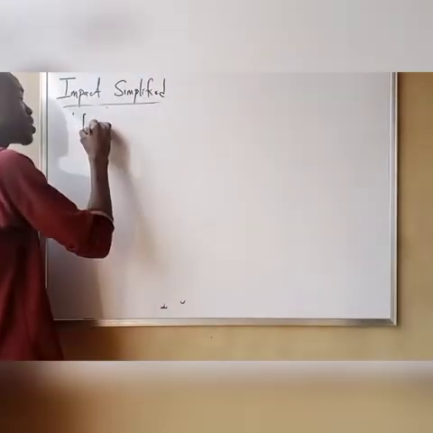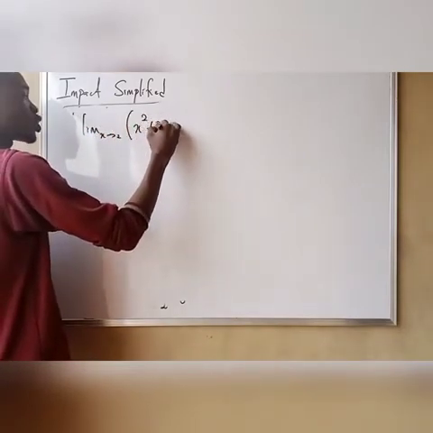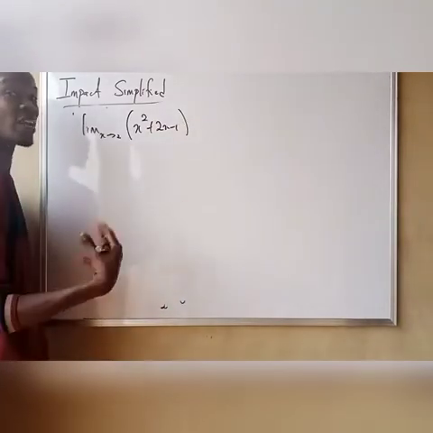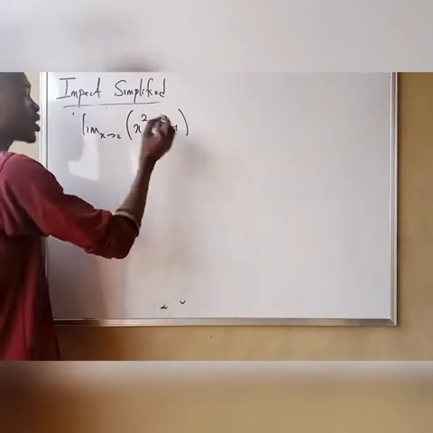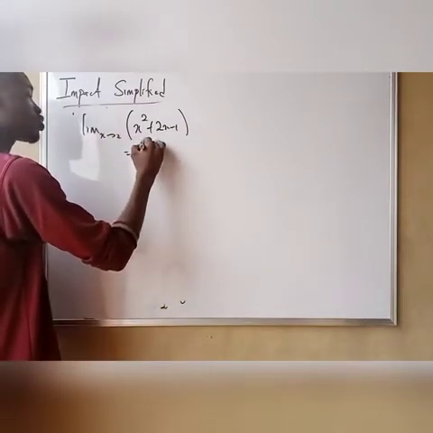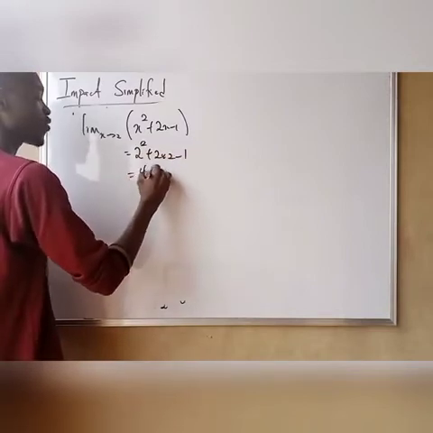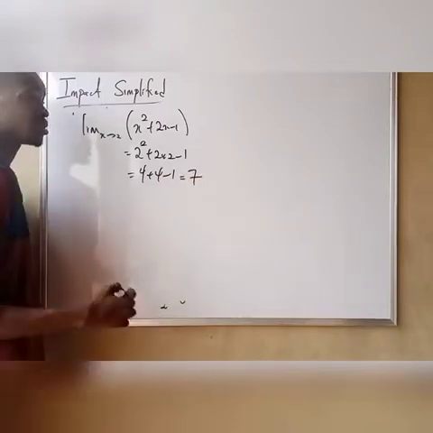They said we should limit x tending to 2 of x squared plus 2x minus 1. Can we simplify? We cannot simplify for anything to cancel. So that means just put your x straight. So if you put your x straight, what do we have? We have 2 squared plus 2 times 2 minus 1. And that will give us what? 4 plus 4 minus 1. And this will give us what? Will give us 7. It's simple.